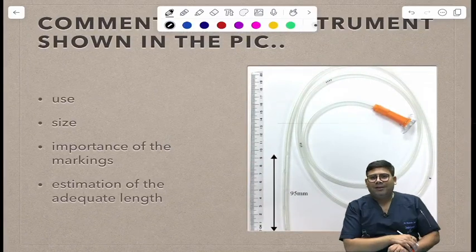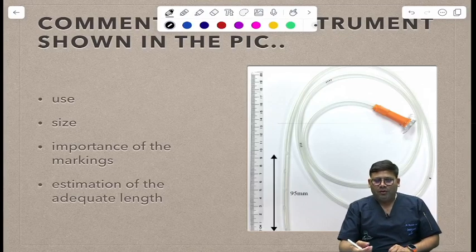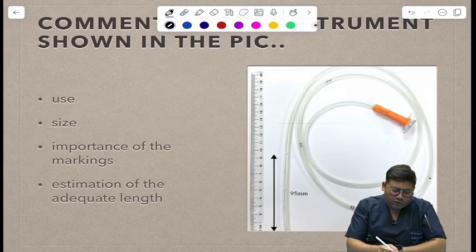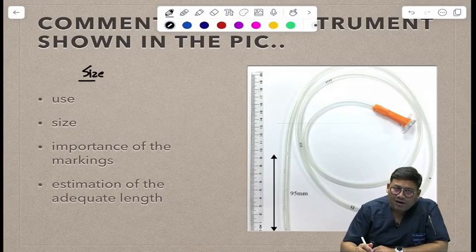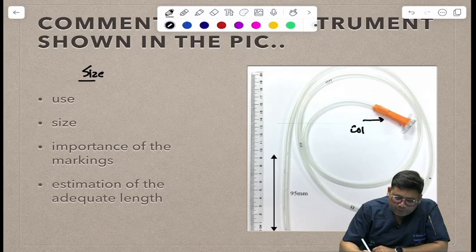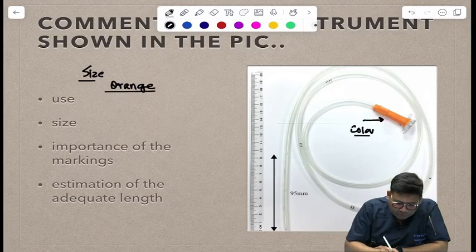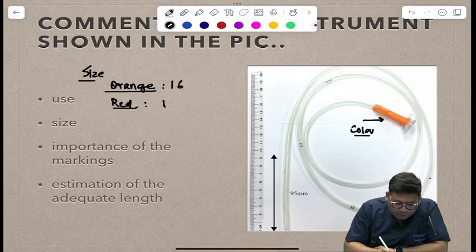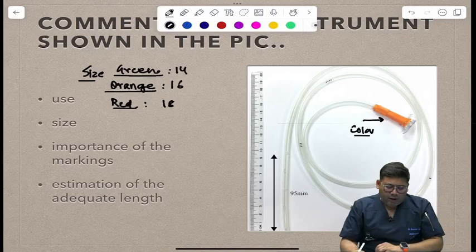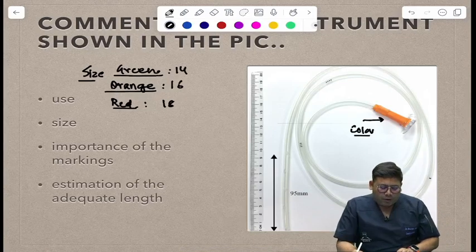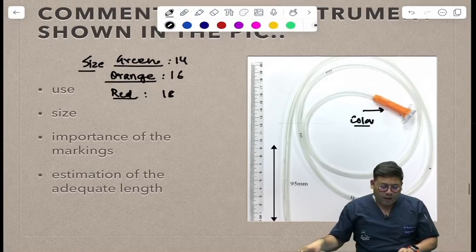So when we talk about this, this is a very commonly used instrument. First of all, what is the size of this? How can you tell by just looking at it? One, the size is written on it. You can also look at the color. Remember orange and red. This is very important. Orange is 16, red is 18. Remember one or two more colors. Green, this is 14. Next, let us talk about more important things in this. Now what are the important things?